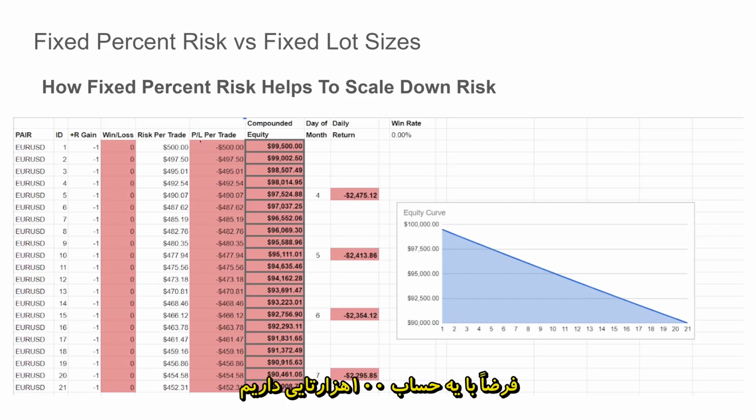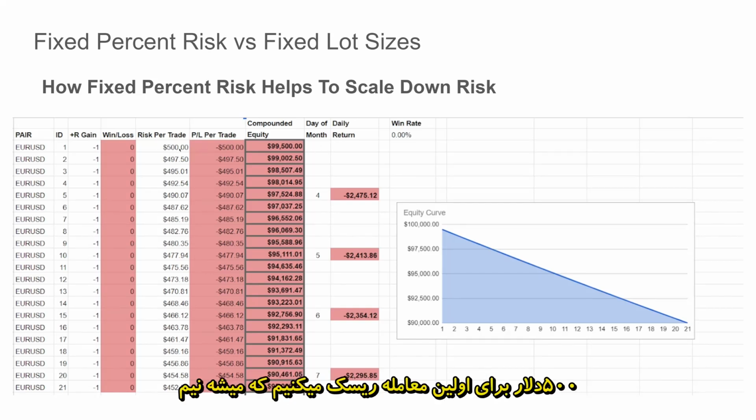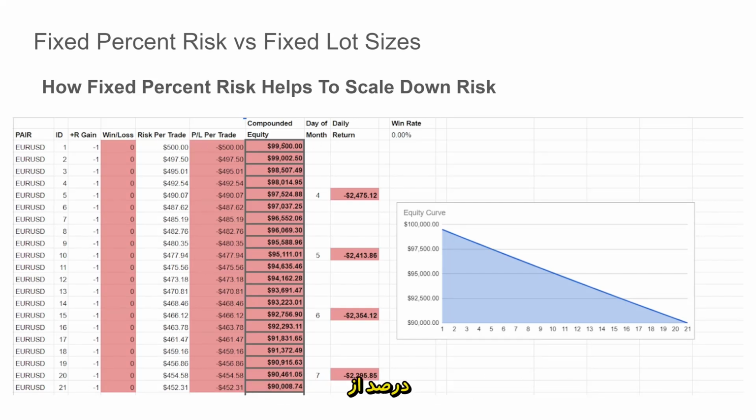As we are trading, maybe we start with a 100K account. We risk $500 for the first one because it's 0.5% of 100K. By the time we get to the 20th trade, can you see how we actually scaled down our risk a little bit? We're now only risking $454. Where are we getting this number from? It's 0.5% of $91,000. So this helps scale down our risk a little bit.